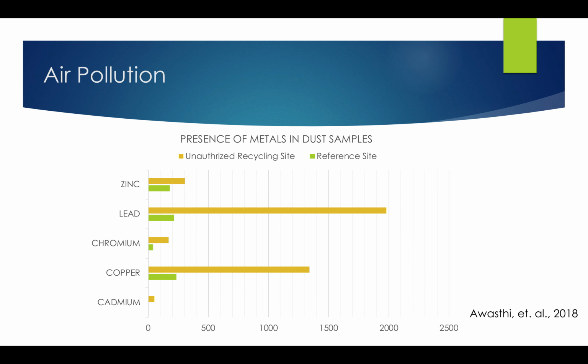Another major public health implication of e-waste, both in Guiyu and other recycling sites worldwide, is air pollution. In a 2018 study, researchers took dust samples in two areas of Guiyu, one from an unauthorized recycling center and one from a reference site. They tested each sample for the presence of 5 different heavy metals: cadmium, chromium, copper, lead, and zinc. And as we can see from this chart, the unauthorized site had higher concentrations of each metal, particularly copper and lead, when compared to the reference sample.